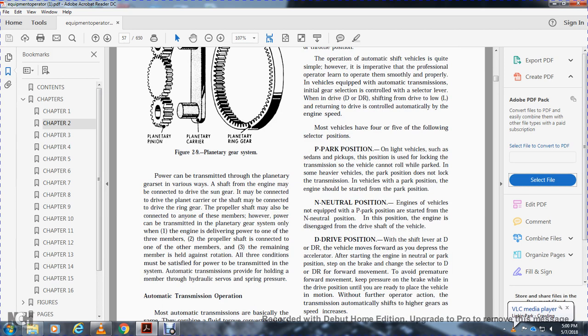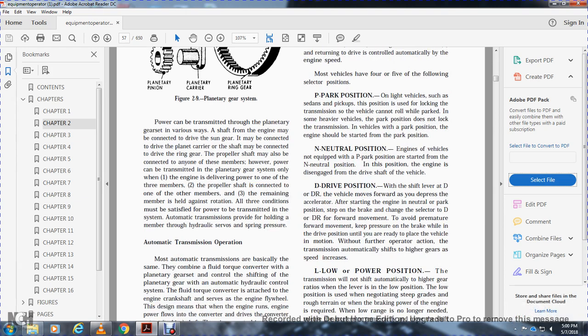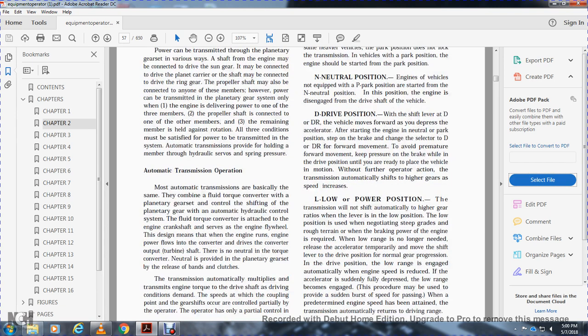However, power can be transmitted through the planetary gear system only when the engine delivers power to one of the three members, the propeller shaft is connected with one of the other members, and the third remaining member is held against rotation. Three conditions must be satisfied to power the transmission system. An automatic transmission provides for holding the member with hydraulic servos and spring pressure.